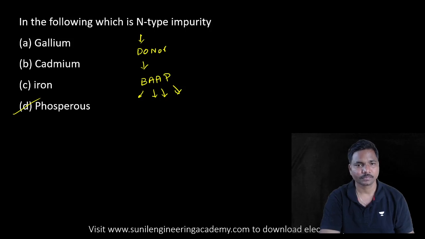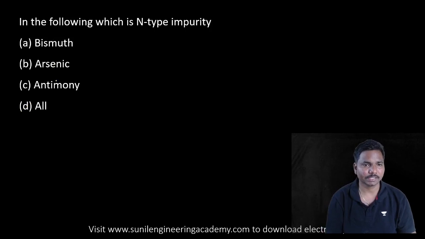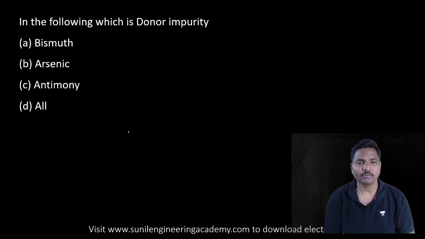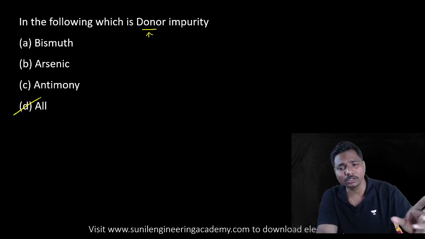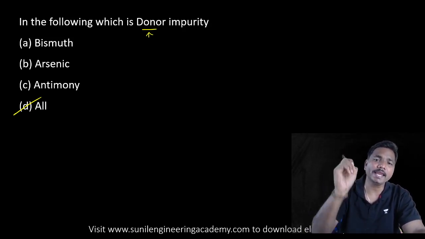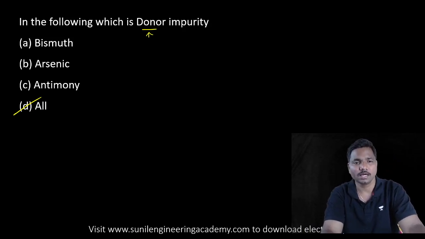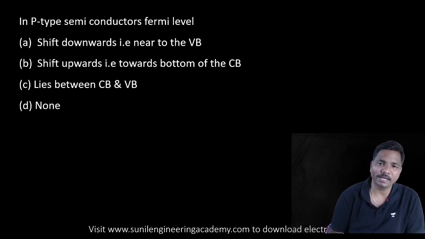In the following, which are N-type impurities? BAP: bismuth, arsenic, antimony are all there, so we can give the answer as D. In the following, which are donor impurities? Bismuth, arsenic, antimony, so the answer is option D. If we know this simple concept, however the question is given, we can answer it.